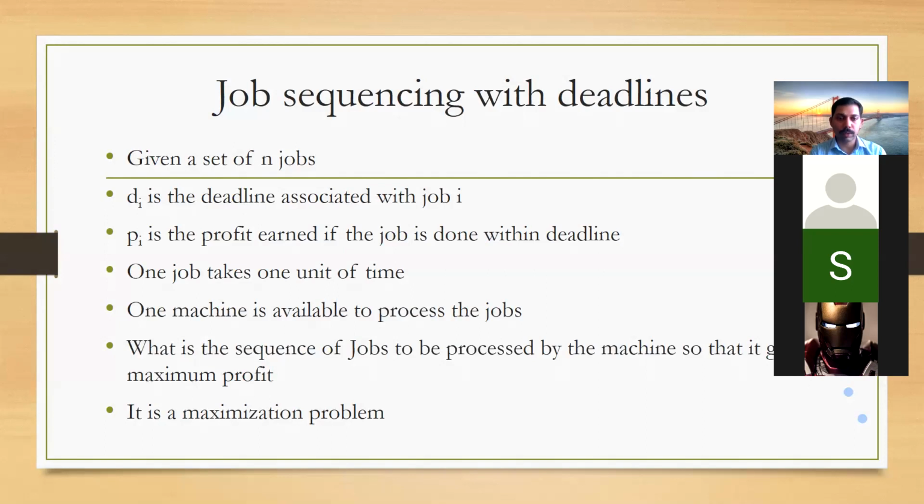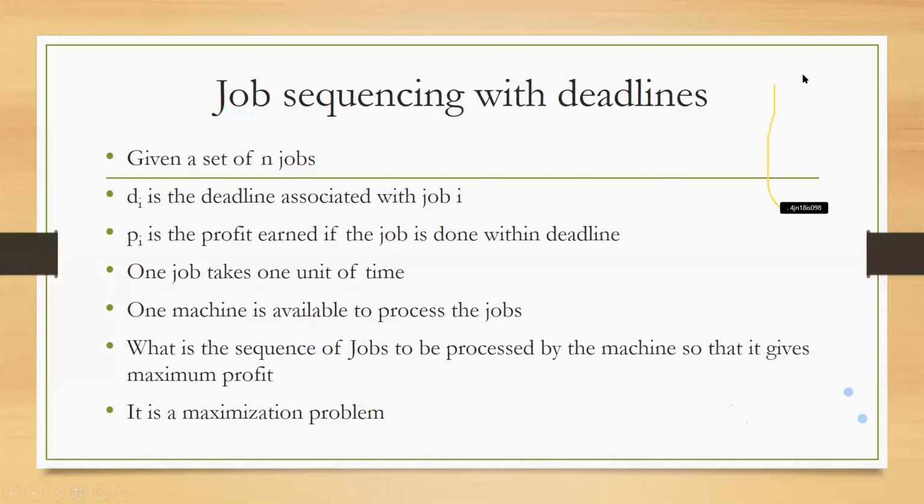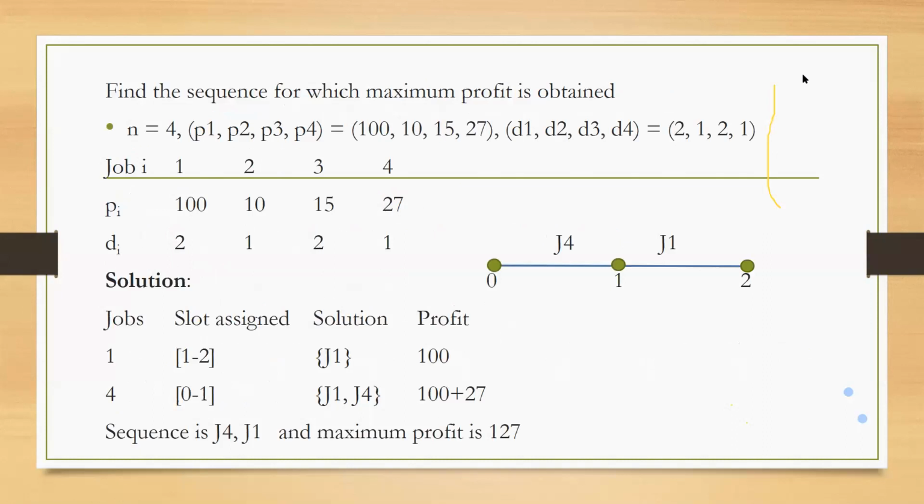Once again, in which sequence do we have to do the processing so that it gives the maximum profit? So this problem is a maximization problem. We want to maximize the profit, and we have to identify which is the sequence. I'll explain it with an example. The question: find the sequence for which maximum profit is obtained.